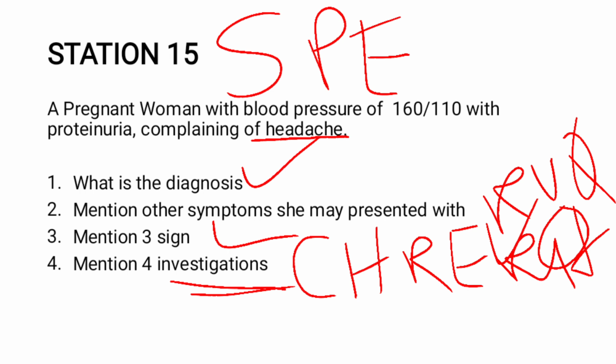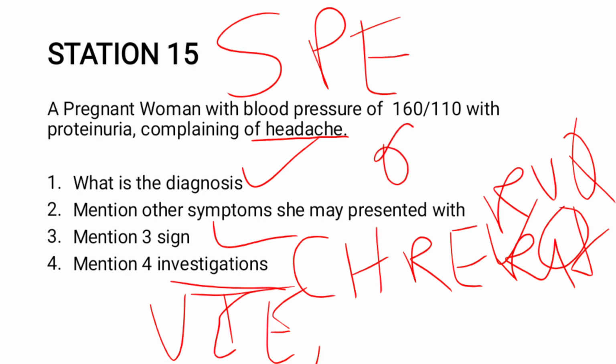Then the other is you can do U&Es, to check for kidney function. Then you can also do an OB scan to check the fetal well-being and exclude IUGR. So the OB scan is very helpful here, so that remember your plan is to deliver within 24 hours. So it's going to help you in your management.